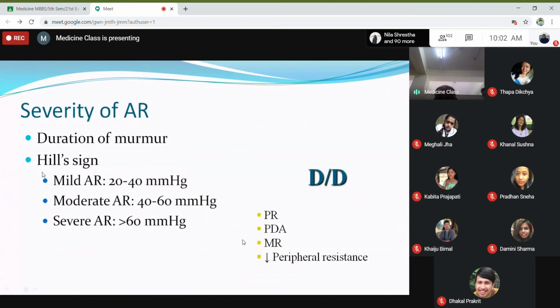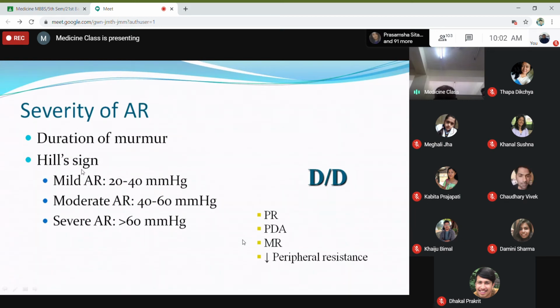If you look at the severity of the murmur, I told you that the duration of the murmur is one of the points that we look at. As the severity increases, the duration of the murmur decreases. And with the help of Hill's sign, you can find the severity of aortic regurgitation as well. Hill's sign is the difference between the brachial and lower limb blood pressure.